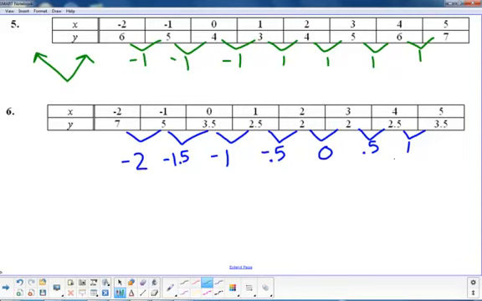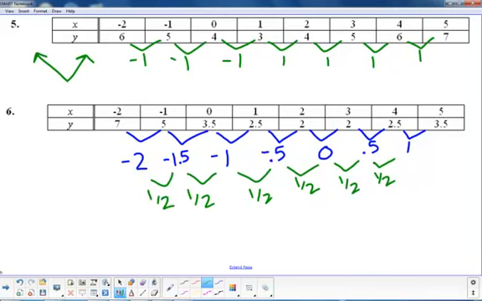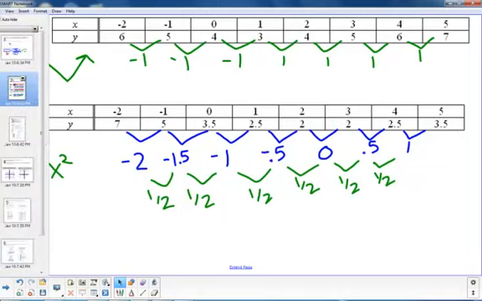The second difference is 1/2, 1/2, 1/2, 1/2, 1/2, 1/2. So that means that our x squared is going to be positive, and 1/2 of a half is a 1/4. So we're finding the coefficient of our x squared.